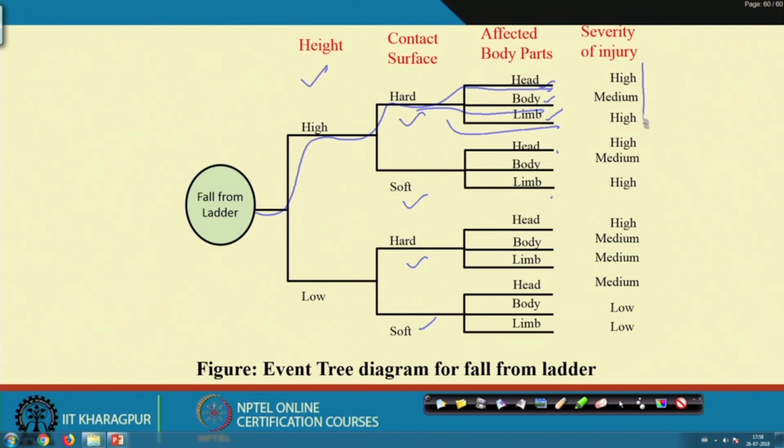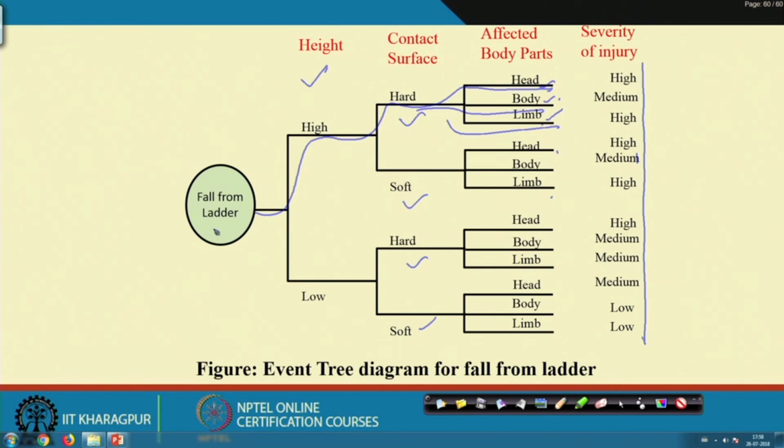So, how many end states? There are different end states. Here head injury, body injury, limb injury, head, body, limb, head, body, limb, head, body, limb. Three different situations as end states from the injury point of view. So, impact will be high, low, medium, something like this.